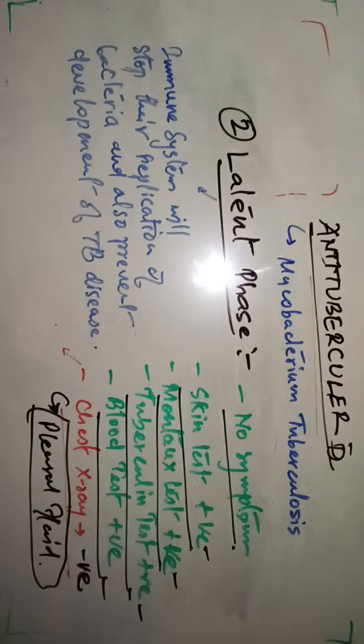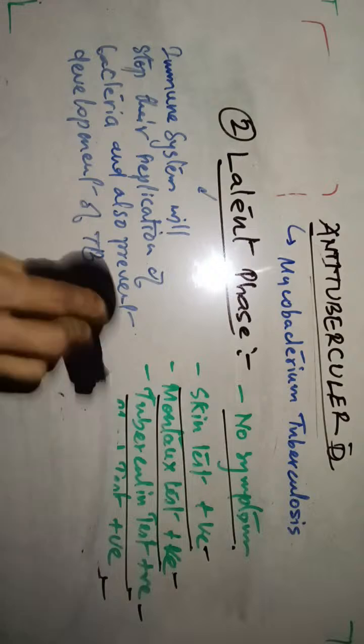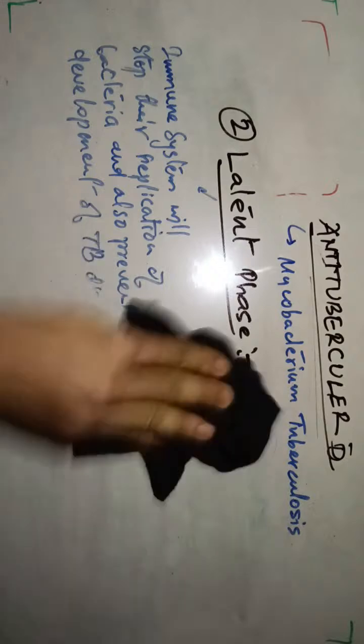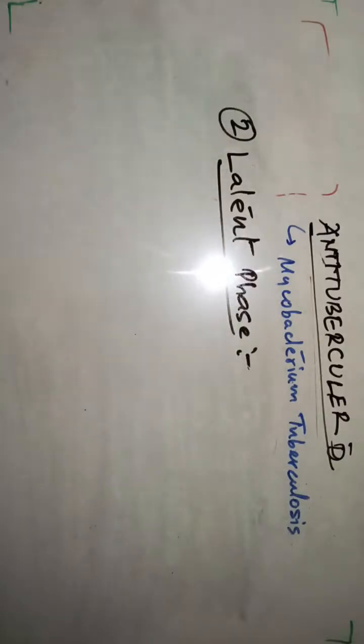In the second phase, we will give the treatment for latent TB. We will give the drug of choice. For latent tuberculosis, the drugs mainly used are isoniazid and rifampicin. Already isoniazid and rifampicin are the first line drugs for tuberculosis. So we will use isoniazid 300 mg and rifampicin 600 mg.